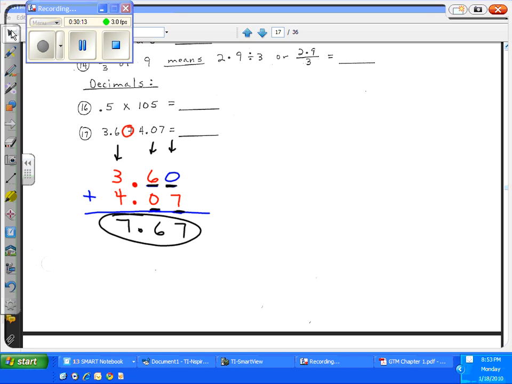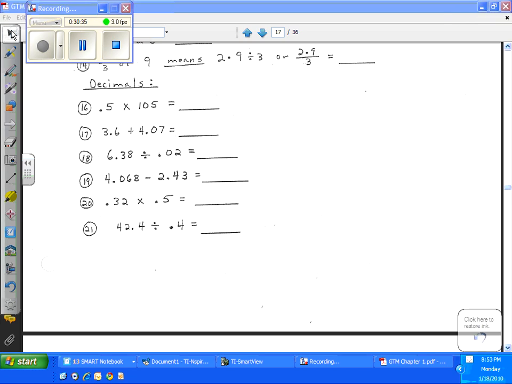To add or subtract, the names have to be the same. In algebra, we call them like terms. With fractions, we need a common denominator to get our names lined up. With the decimals, we line up our names. We line up our decimals, which is lining up our names.